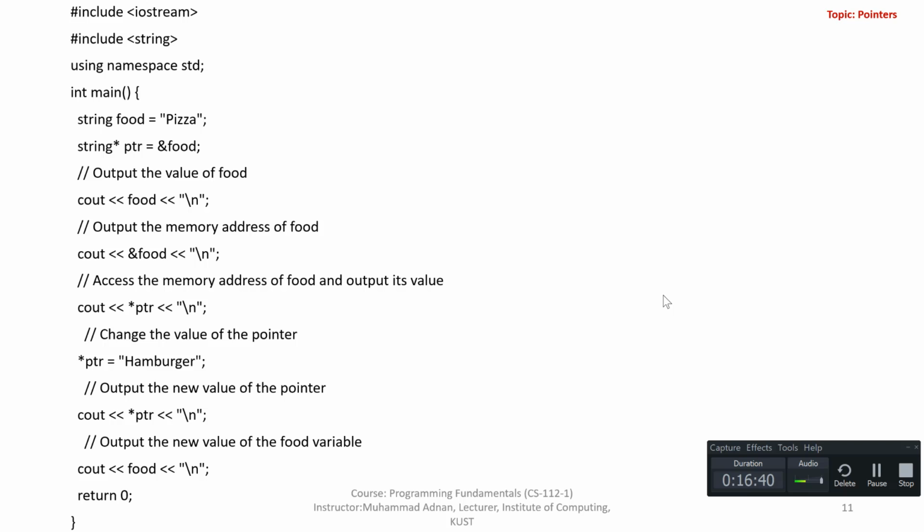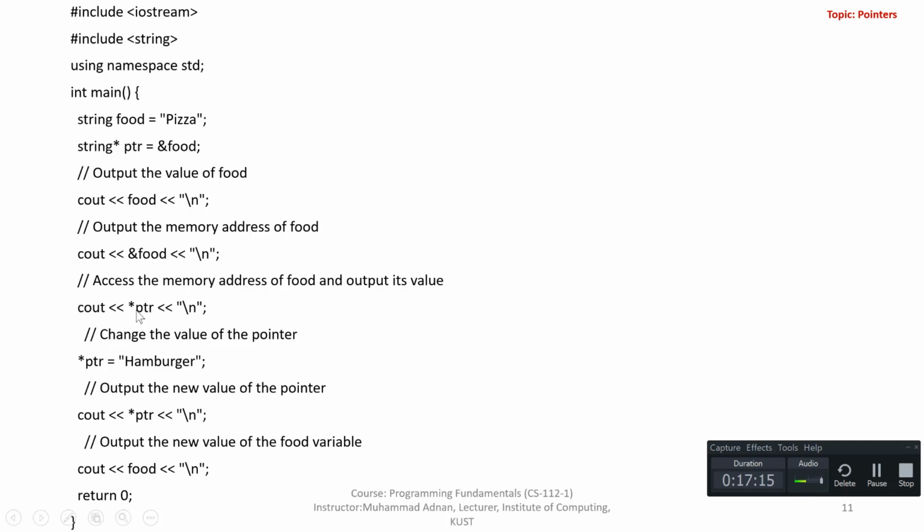So this is an example. So we are using header files, then namespace std, then is our main program. So in this main program you can see that we have a food variable having value pizza, then we declared a pointer variable, assign it the address of the food variable, and then you just display the food variable, and then you display the address of the food variable.